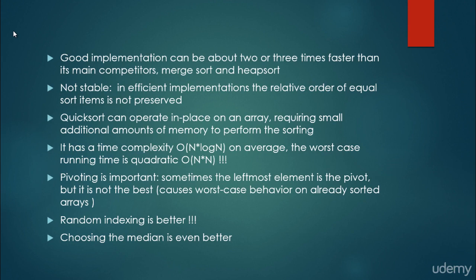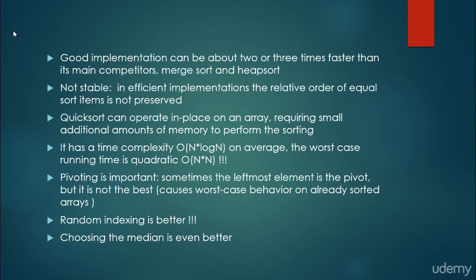A good implementation can be about 2 or 3 times faster than its main competitors, merge sort or heap sort. It's very important that it is not stable. In efficient implementations, the relative order of equal sort items is not preserved. Quicksort can operate in place on an array, requiring small additional amounts of memory to perform the sorting.